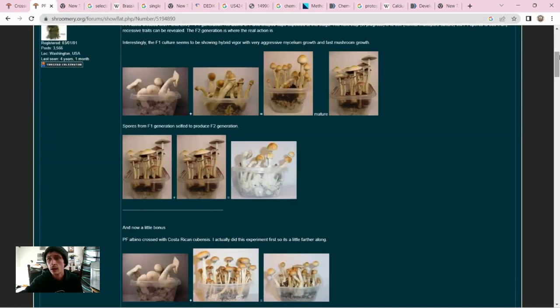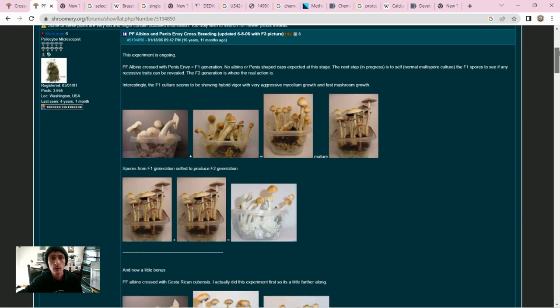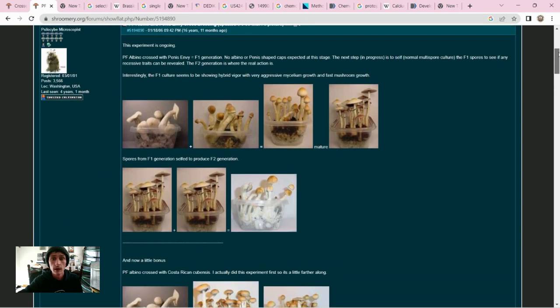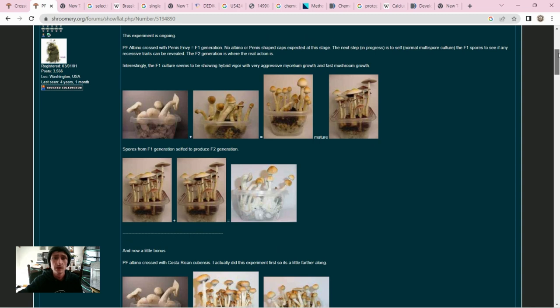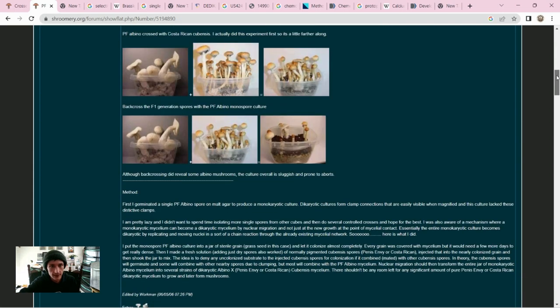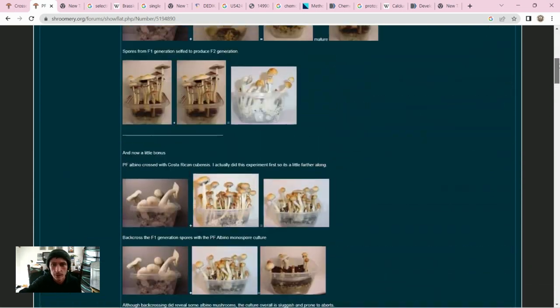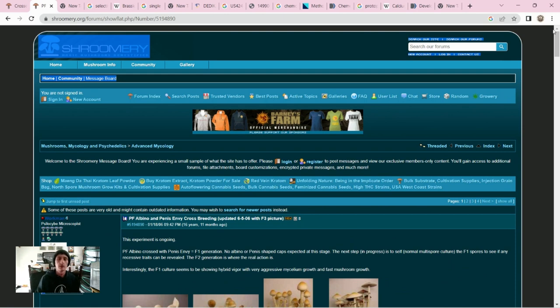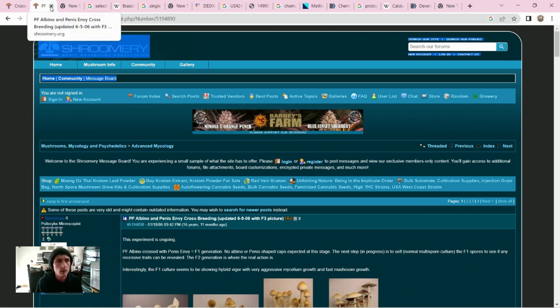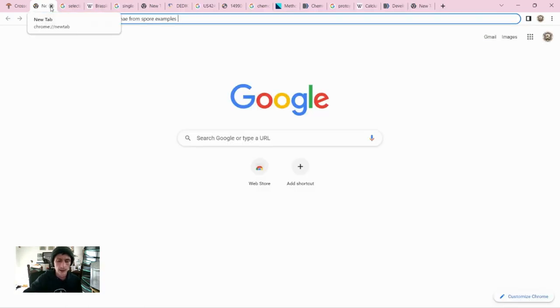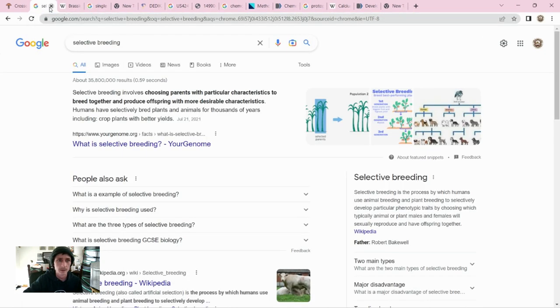One really popular cross, the albino Penis Envy, was actually done with a monokaryotic culture, which was then introduced to a single spore, causing a cascading donation effect from dikaryotic to monokaryotic mycelium. It was documented on the Shroomery, and is one of the most popular crosses. It was done with a fairly advanced technique. However, a good majority are not.